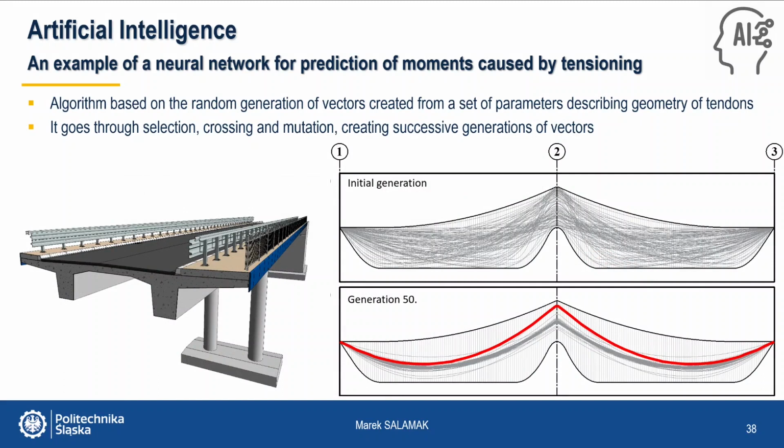The algorithm's operation is based on the random generation of the indicated number of vectors created from a set of parameters describing the geometry of the tendons. By going through selection, crossing, and mutation, successive generations of vectors were created. You can see the set of solutions analyzed in the initial generation of the 50th iteration. In subsequent iterations, the algorithm systematically selected and organized solutions, aiming at the optimal tendon system.